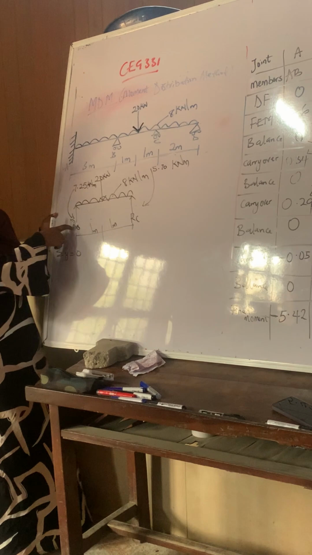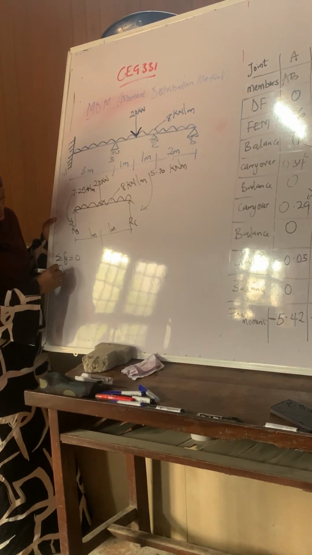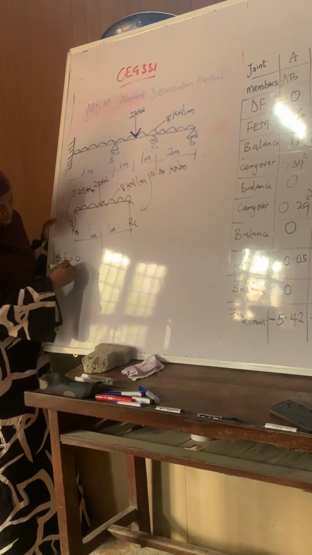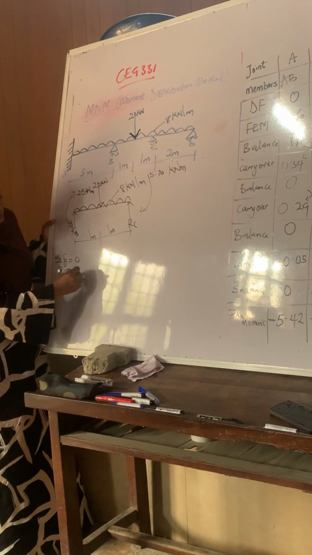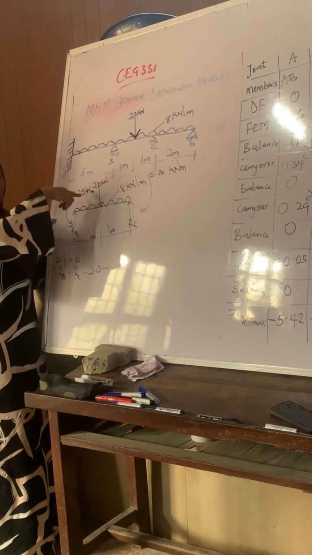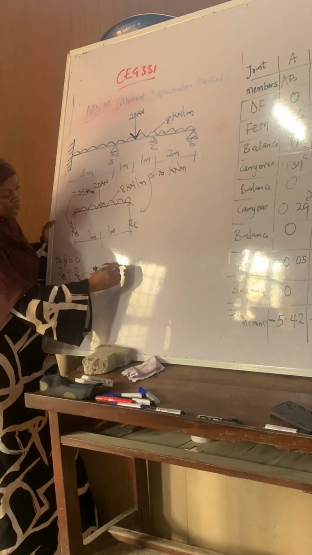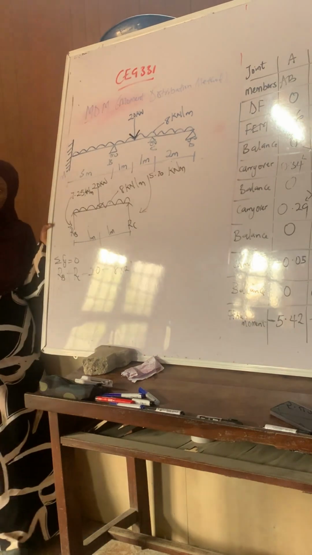So let us go. We have RB plus RC minus 20 minus, turn this UDL onto a point load, 8 times 2. Do we understand?